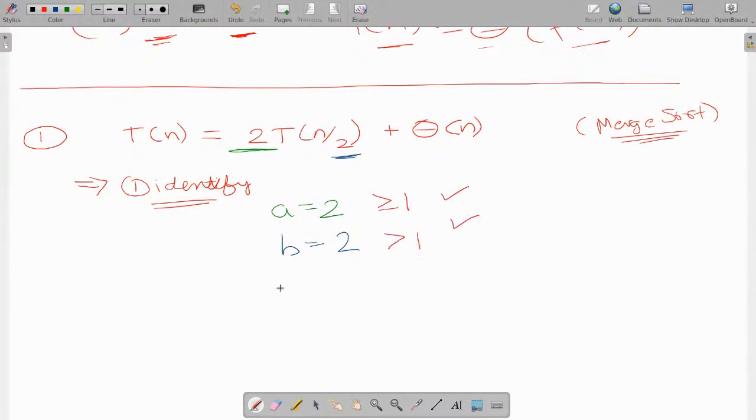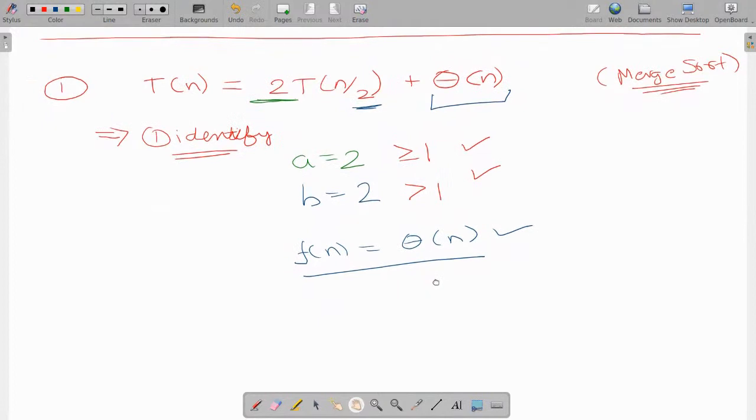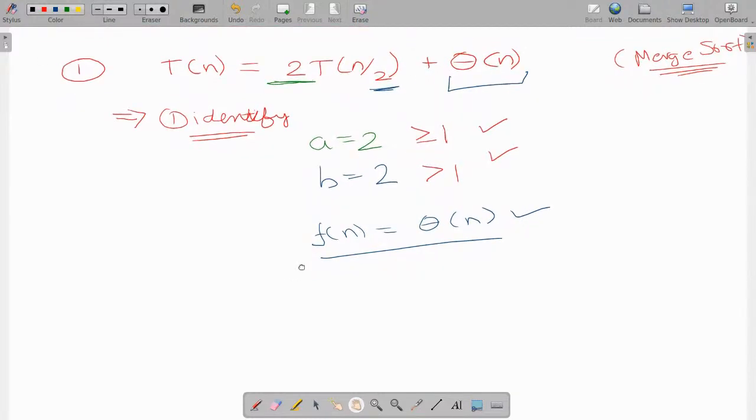The third condition is that we should have a function added, and we have a function here. The function is theta of n. So all three conditions are satisfied. So we have identified that this recurrence relation can be solved using master theorem. Now we proceed with the second step.